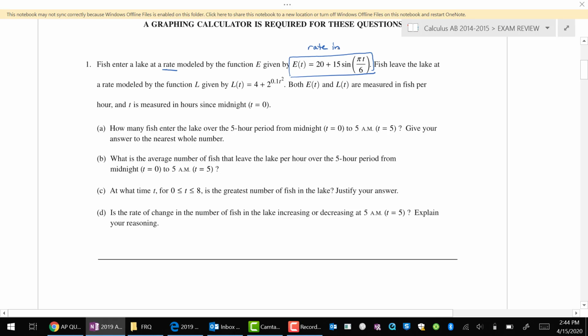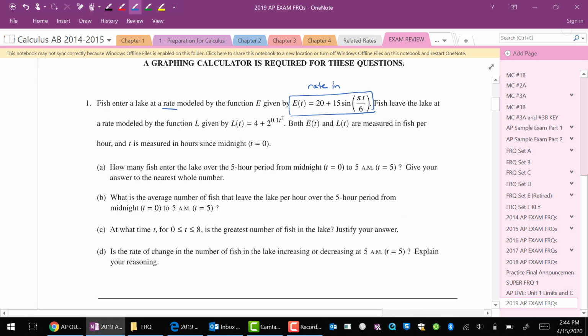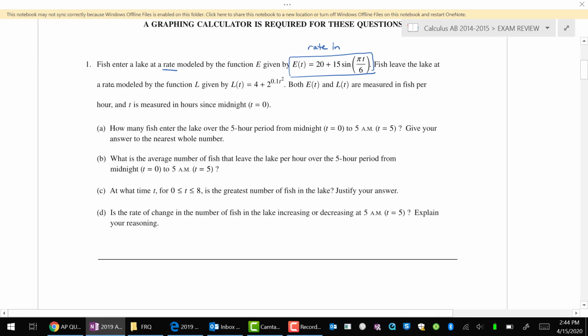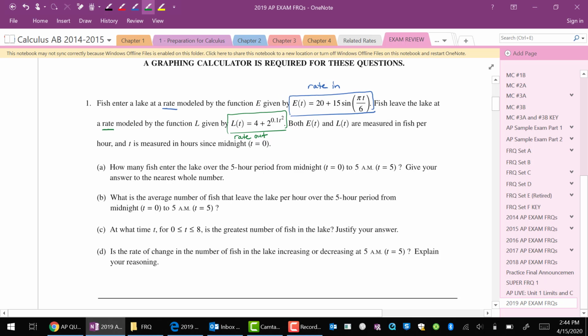Then fish are leaving the lake at, again, another rate, and this rate is given by L. I'll call that rate out. The units are provided for us here. E and L are measured in fish per hour, and time is measured in hours since midnight, when t equals 0. Let's dive in.